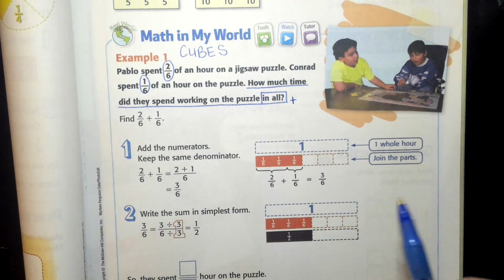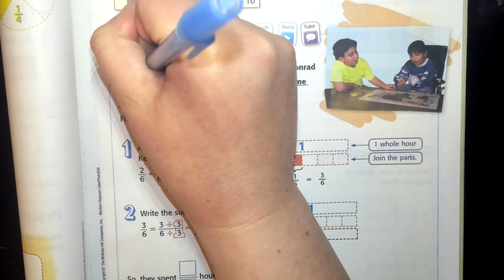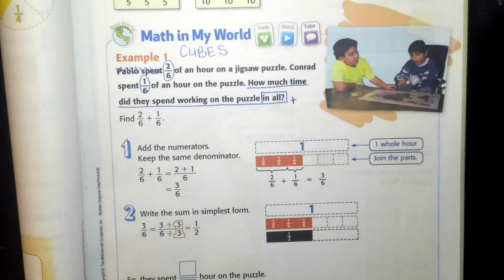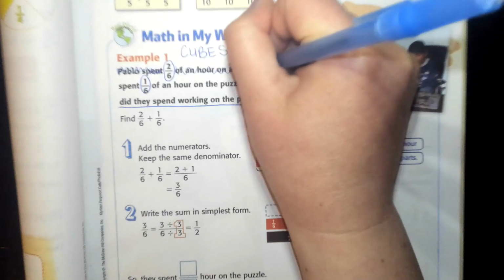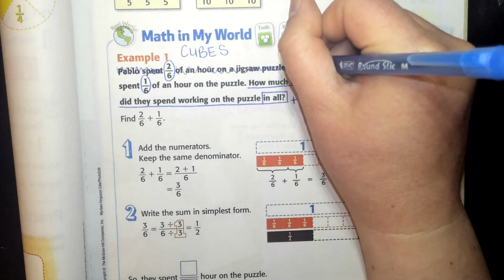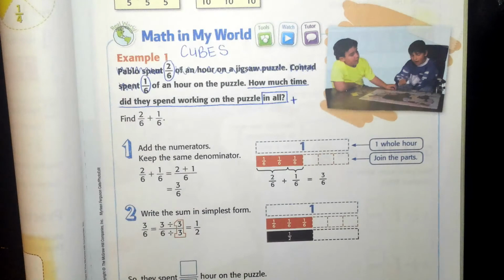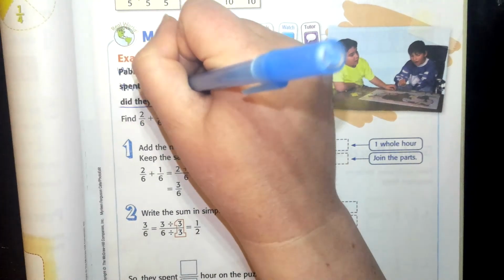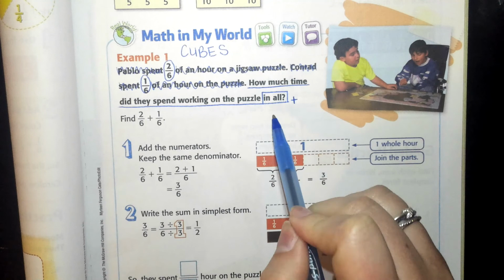The next one is E, eliminate extra information. I don't really care that his name is Pablo. Sorry, Pablo, gonna cross you out. I'm also gonna cross out this other information here, "of an hour on a jigsaw puzzle." Sorry, Conrad, just like Pablo, I don't really care about your name for the purposes of this math problem, so I'm gonna cross you out too, and also cross out "of an hour on the puzzle." I never cross out the question and I never cross out the keywords.